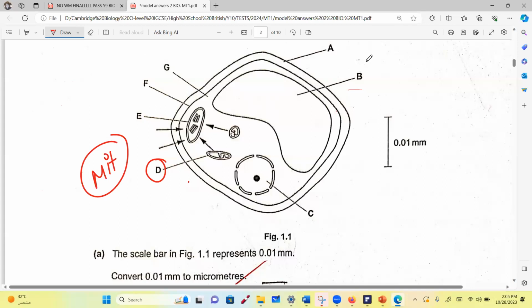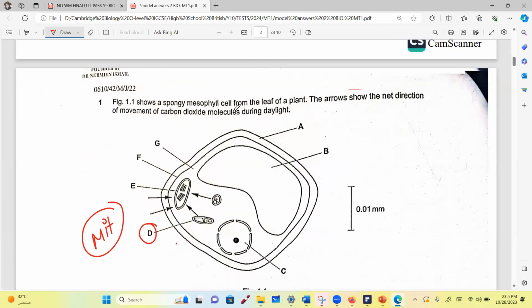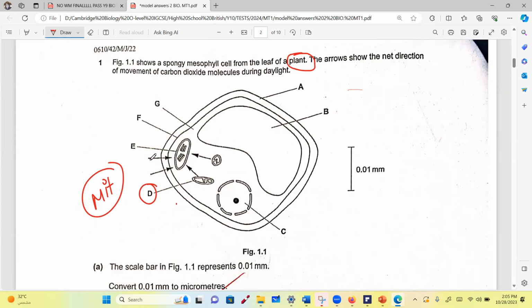And then they tell you clearly in the question that this is a plant, that this is a leaf from a plant. So definitely, what is E? Chloroplast. A lot of you made this mistake. Not because you did not study or did not read the question, but you are rushing and not reading the question carefully. It says clearly in the question that this is coming from a plant. So there has to be a chloroplast somewhere.